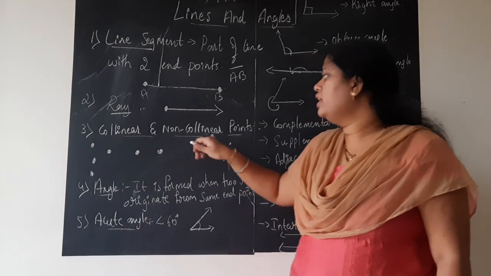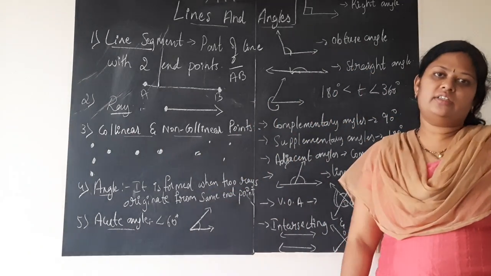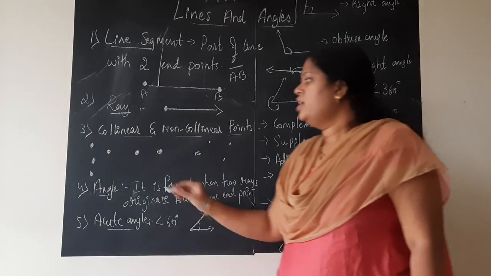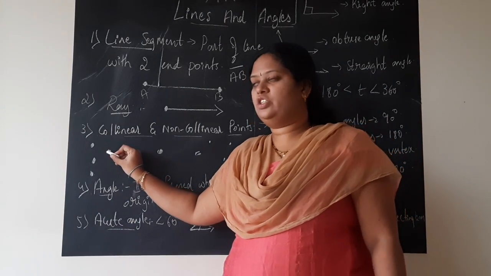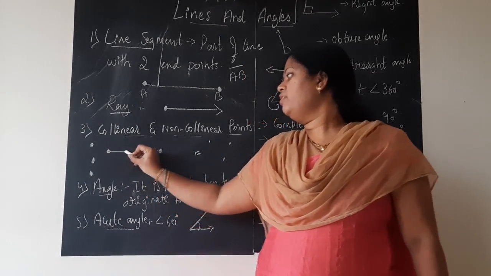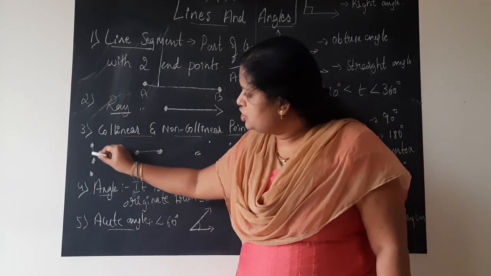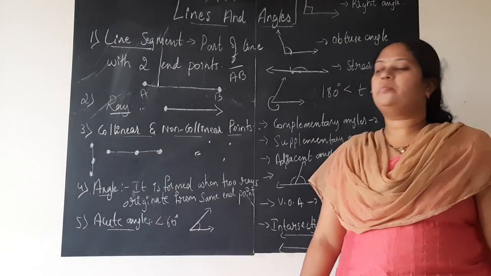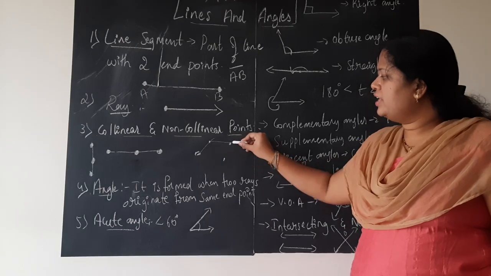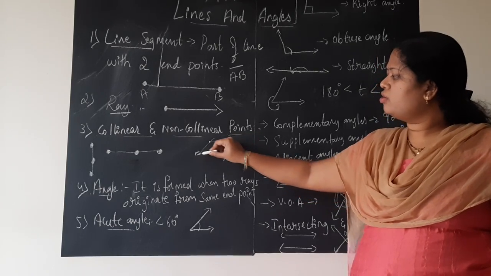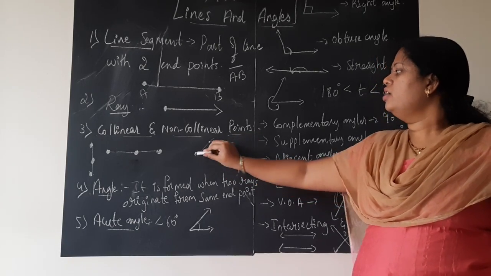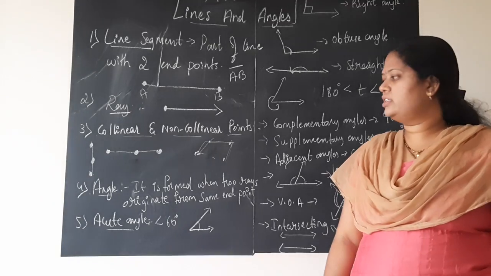Next are collinear and non-collinear points. Even this concept you know, children. If the points are such that when you join them they form a straight line, such points are called collinear points. If they are not in a straight line, such points are called non-collinear points.